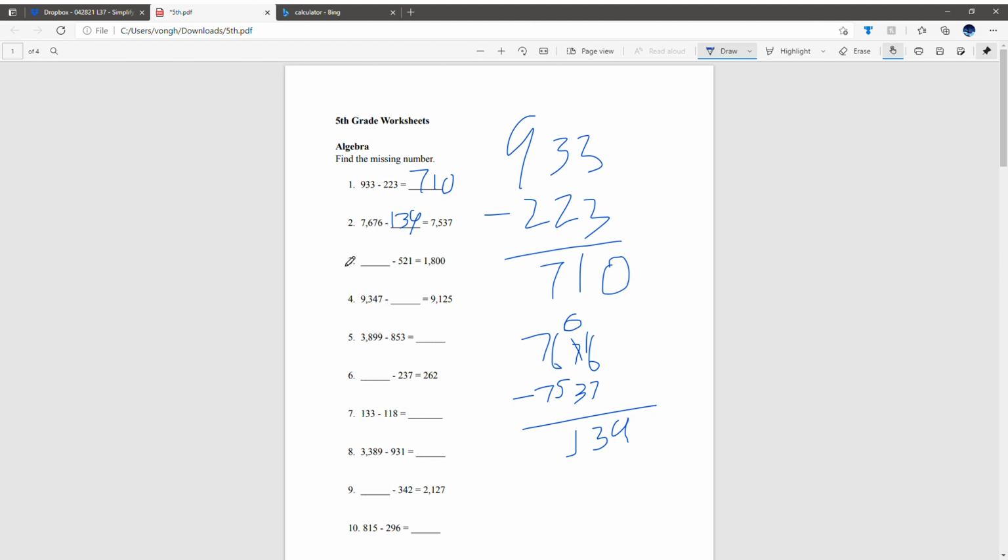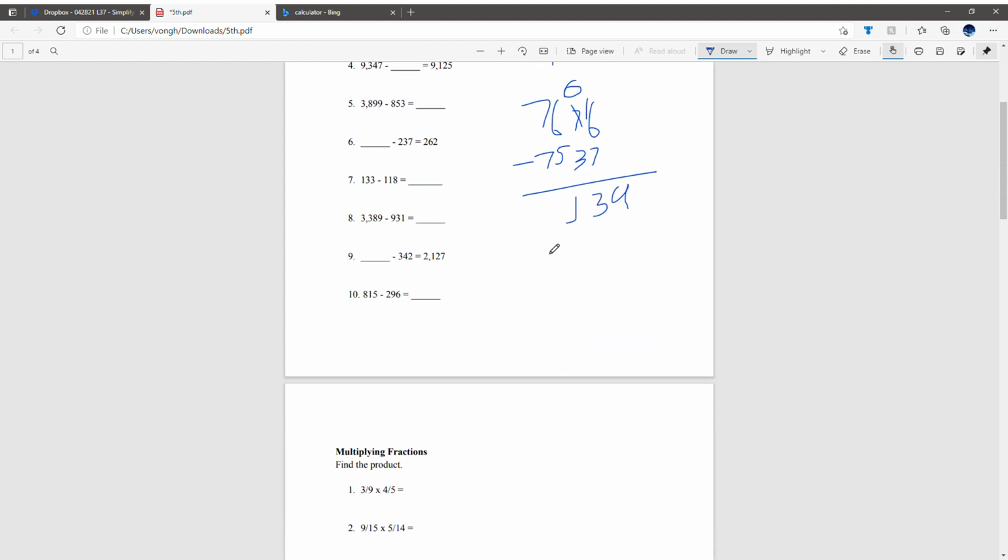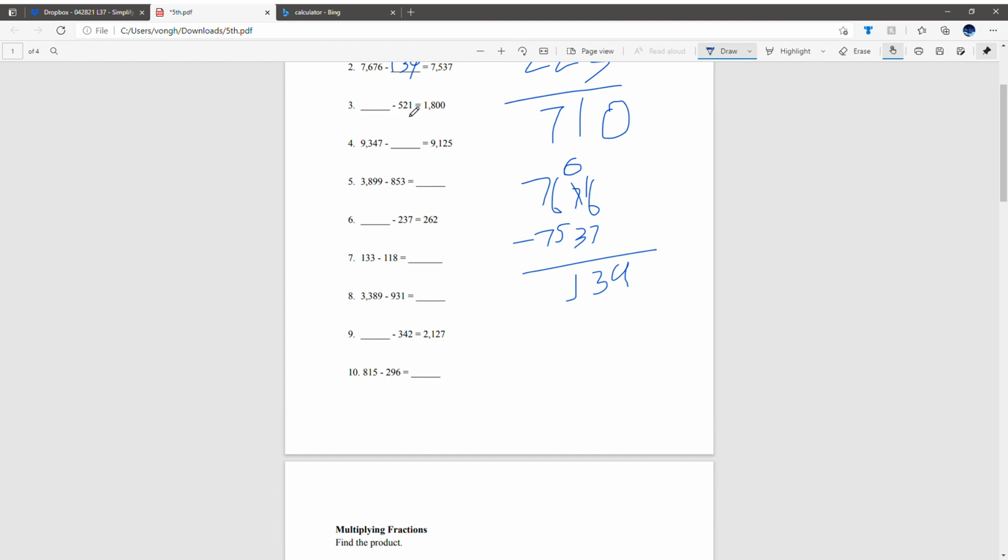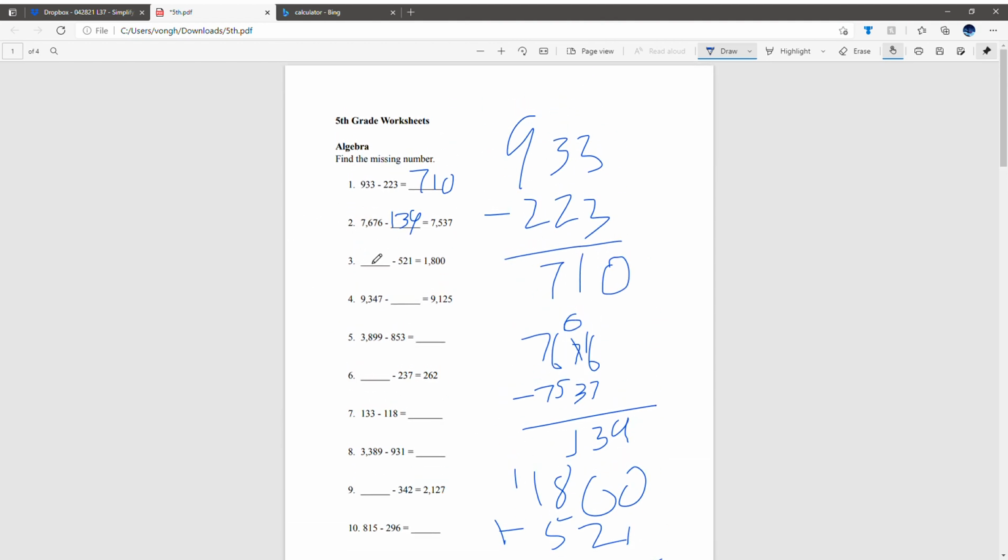And then there's also a problem like number 3, where you get a missing value minus 521 equals 1,800. To solve it, when you're missing the first number, you just add the two numbers here. So you add 1,800 plus 521. So you get 21, then 8 plus 5 is 13. So the answer is just 2,321.